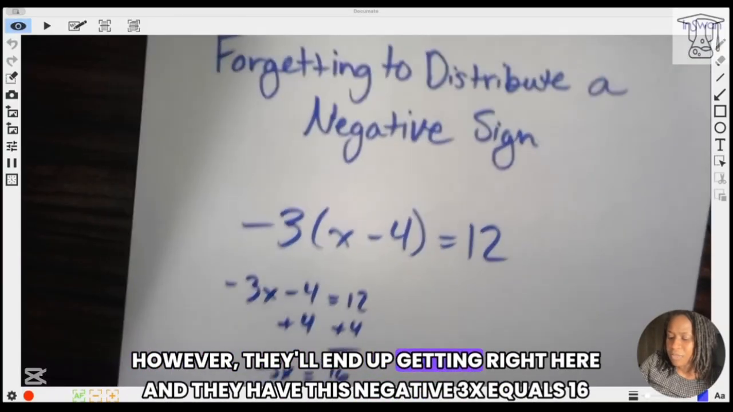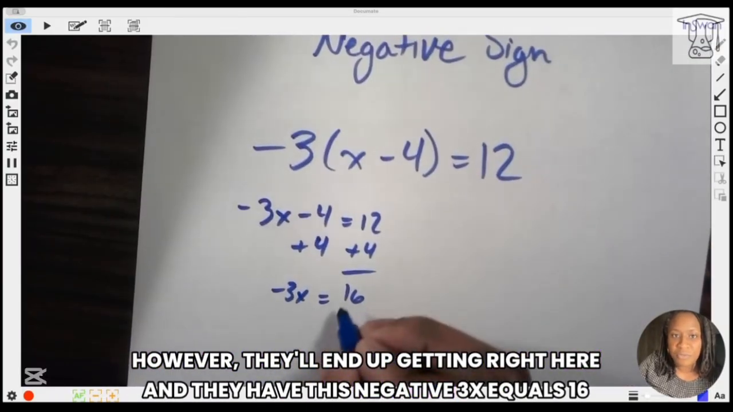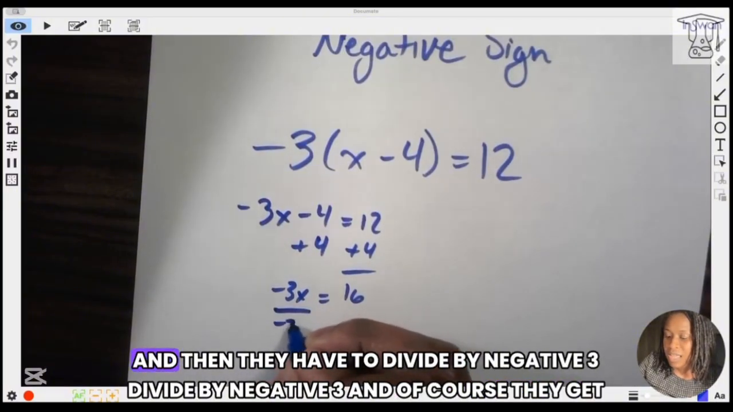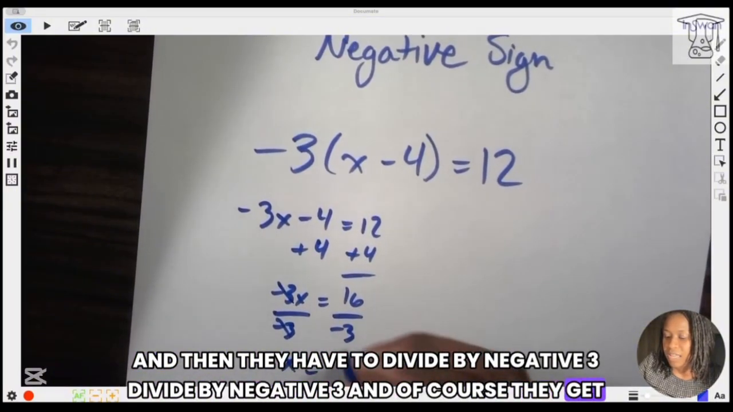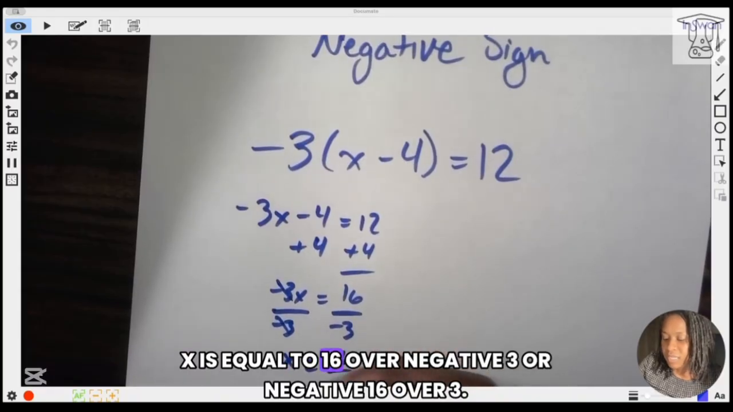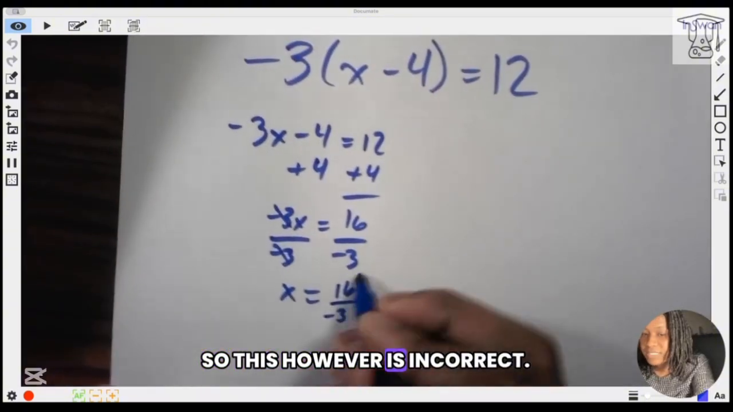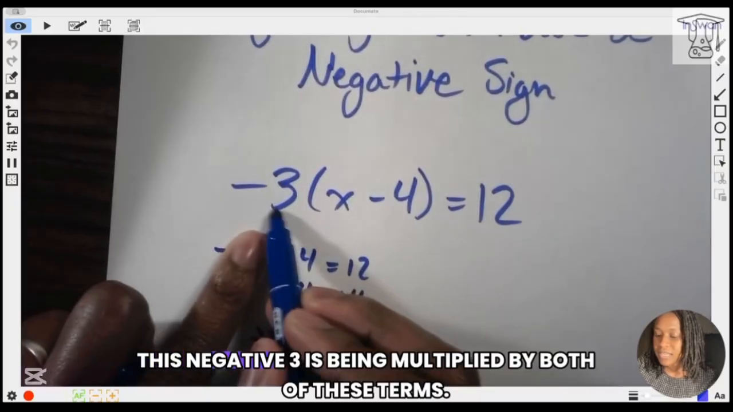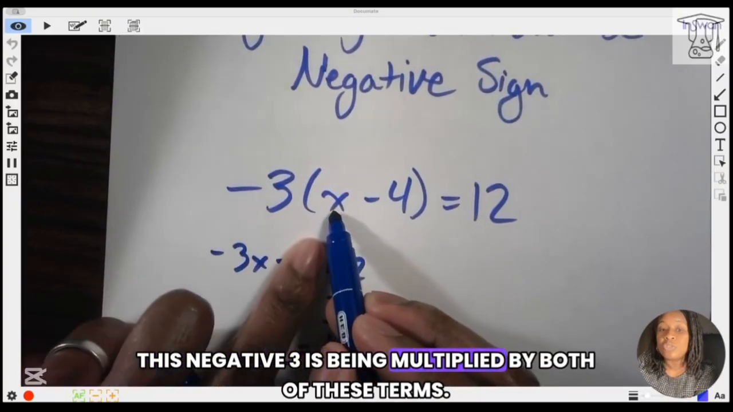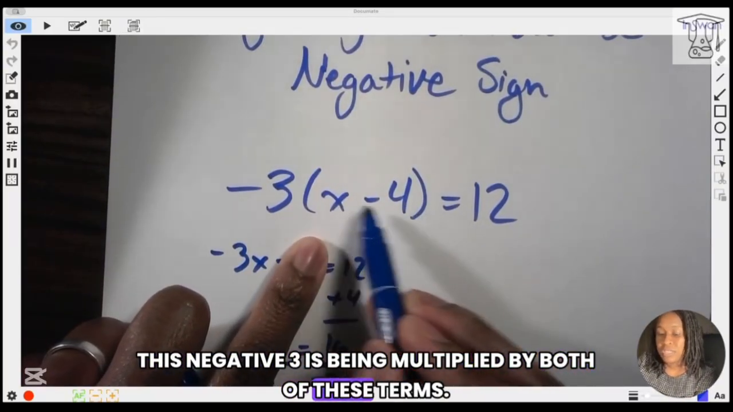However, they'll end up with -3x equals 16, and then they have to divide by -3, and of course they get x is equal to 16 over -3, or -16 over 3. This, however, is incorrect. Why? They went wrong right here. This -3 is being multiplied by both of these terms.